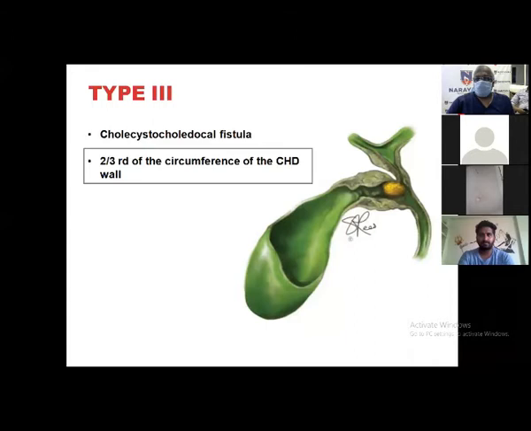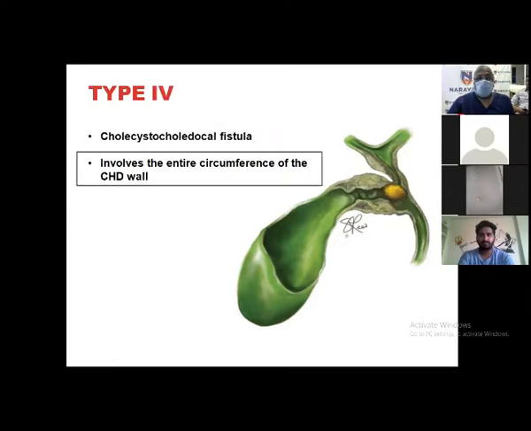This is where two thirds is gone, and almost the stone is entering into the CBD and causing a near total obstruction. This is called type 3. Type 4: there is no cystic duct at all. It has become one common channel, and the complete circumference is gone. The whole thing is in one channel and it is obstructing here. This is a cholecystocholedochal fistula, type 4.